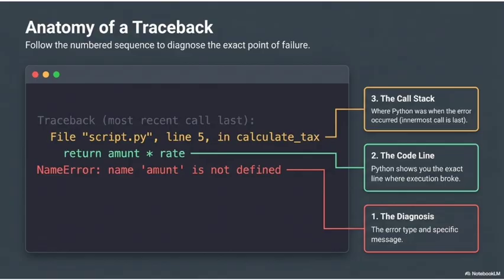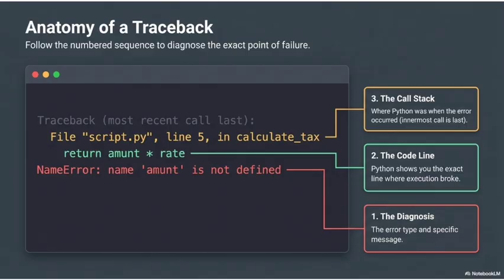Component 1, the diagnosis. The bottom line. It shows the error type, name error, and the specific message, name is not defined. This is your primary clue. Component 2, the code line. The line immediately above the diagnosis shows the exact line of source code where the execution broke.